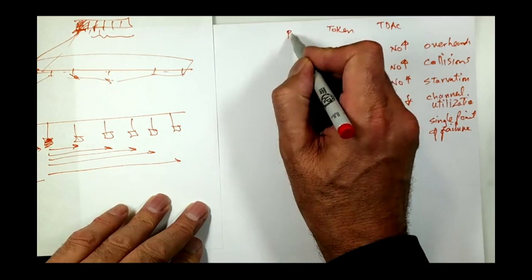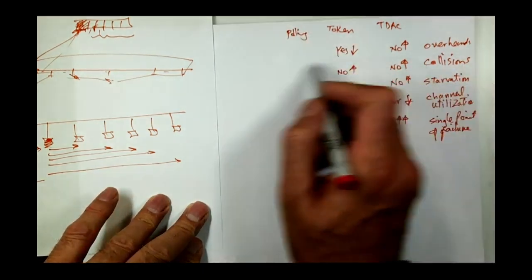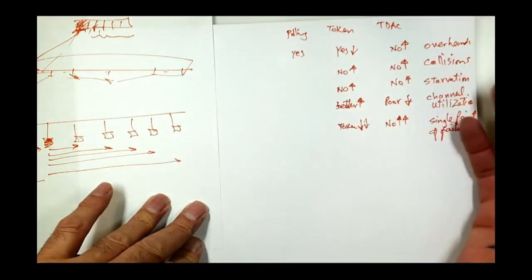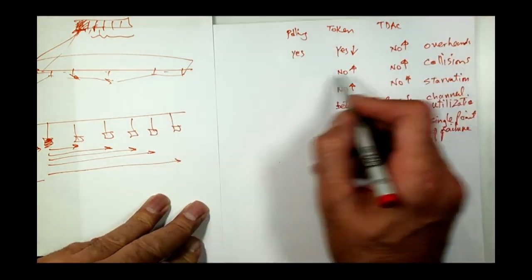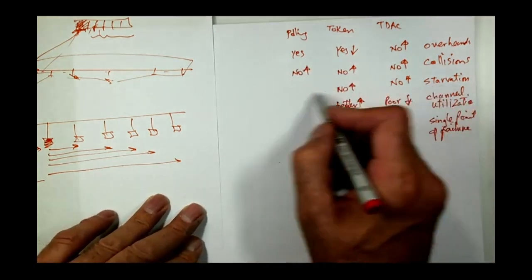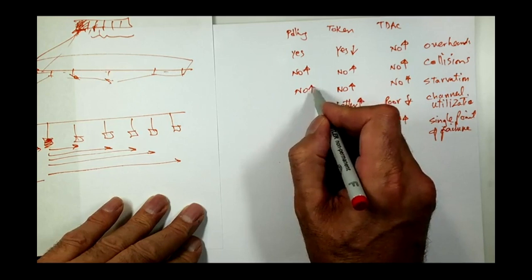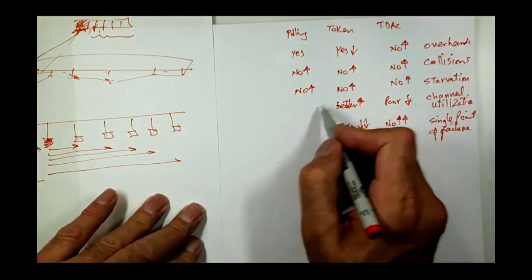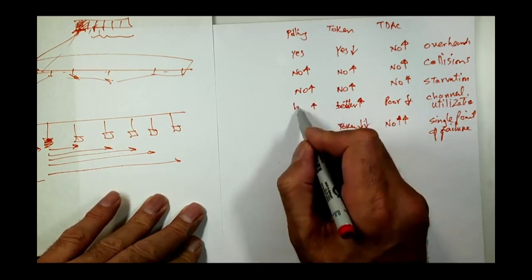So this is called polling. Does it have overhead? Yes. It has a master-slave thing. Collisions can happen? No. No collisions can ever happen. Starvation? No, because we go around in turns. Is there channel utilization? It is fairly good. It's better than time division.